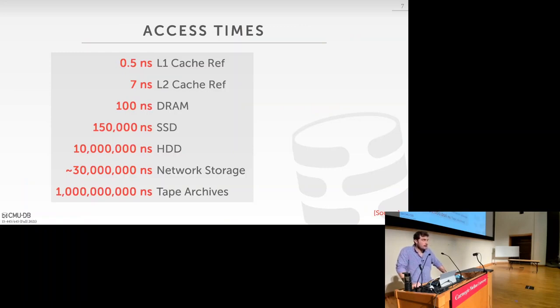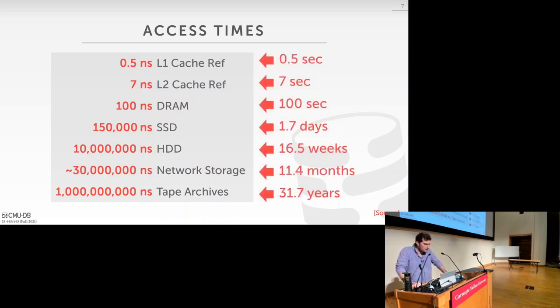So another way to think about the storage hierarchy is to consider the access times for each layer in the stack. At the top, you have the CPU caches, and those take on the order of nanoseconds. And at the very bottom is tape archives, which is 1 billion nanoseconds. These numbers are difficult for humans to wrap their heads around. So if we convert it to an easier time scale, normalized to seconds, reading from the CPU cache is like half a second.